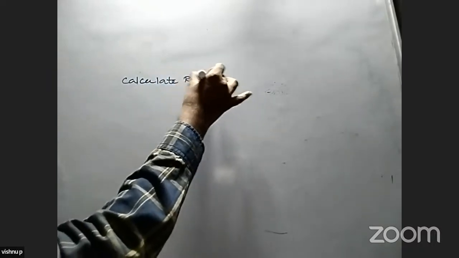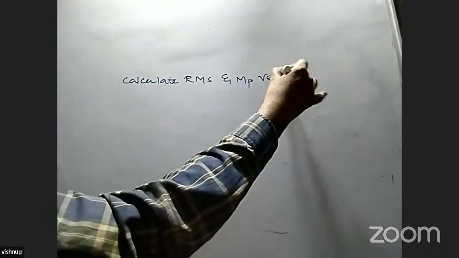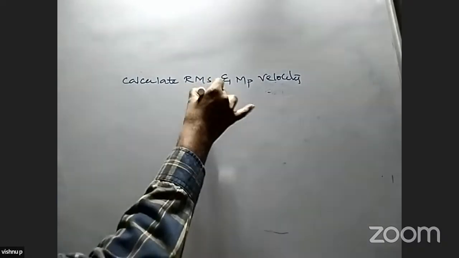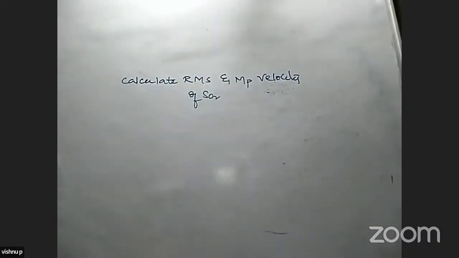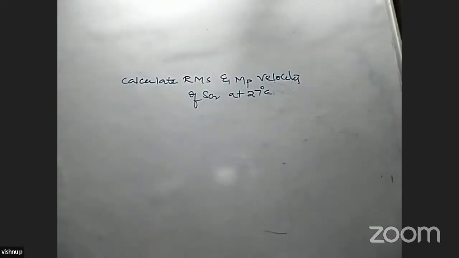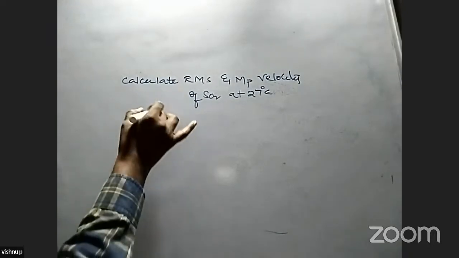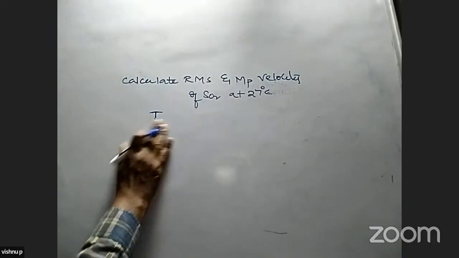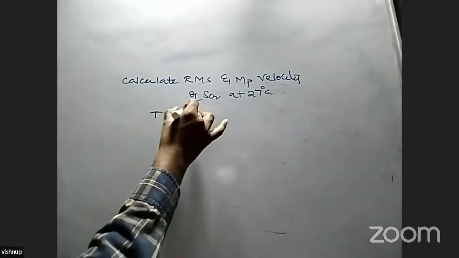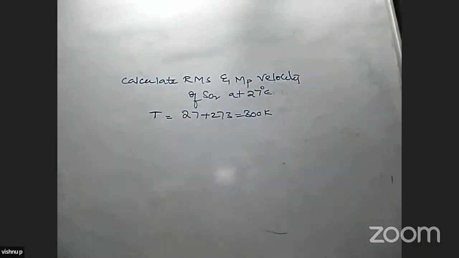This is one previous question: calculate the RMS and most probable velocity of SO2, sulfur dioxide gas, at 27 degrees Celsius. All questions are based on direct formulas only. In this gaseous state, except thermodynamics, for the remaining concepts, first convert the temperature into the Kelvin scale. So we get 300 Kelvin. That is important.